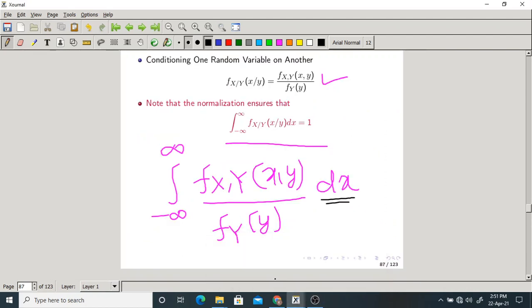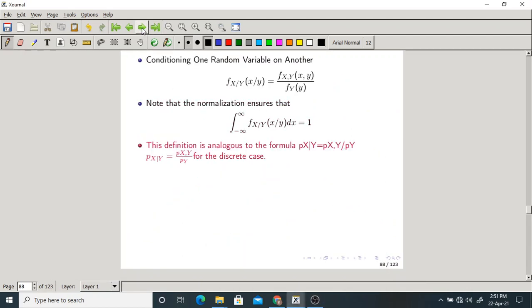We have proved this type of problems already. These are analogous in nature. In the discrete case, we have done it in the same manner. You go and check once.